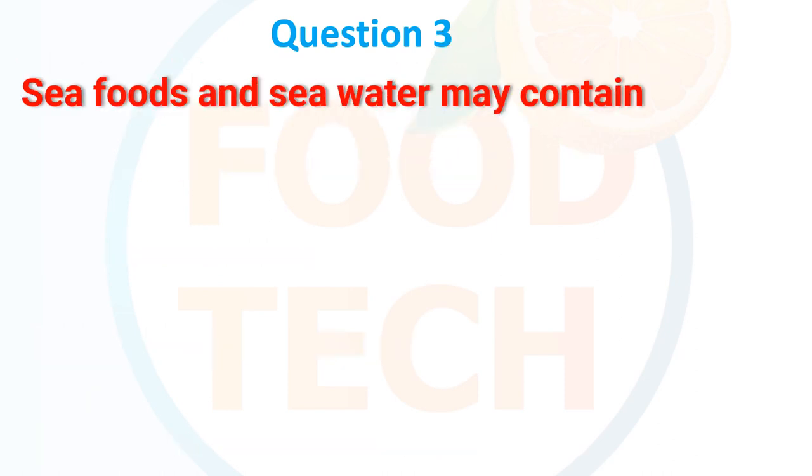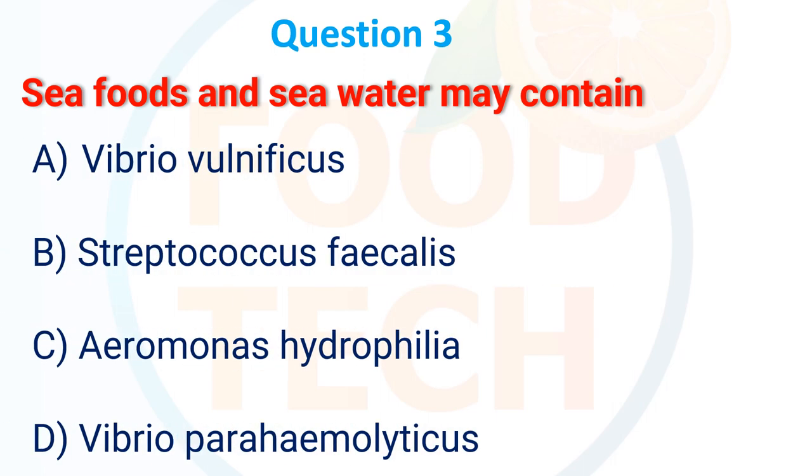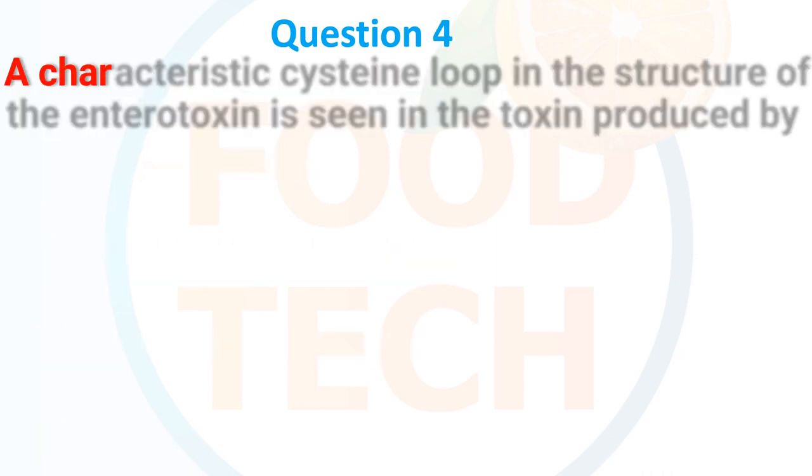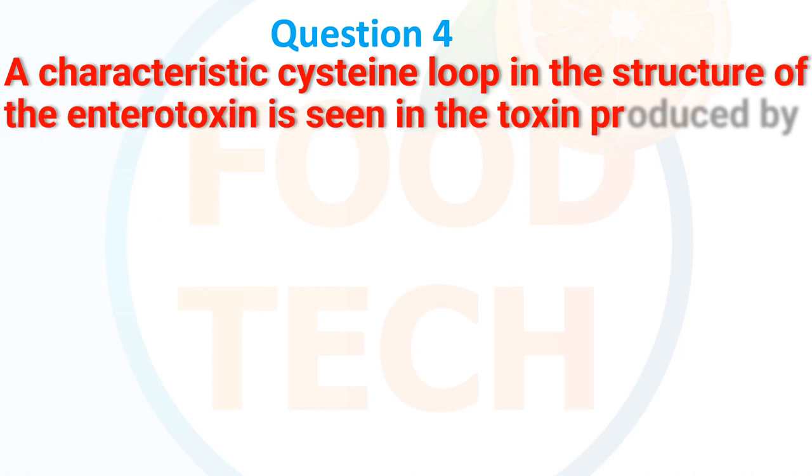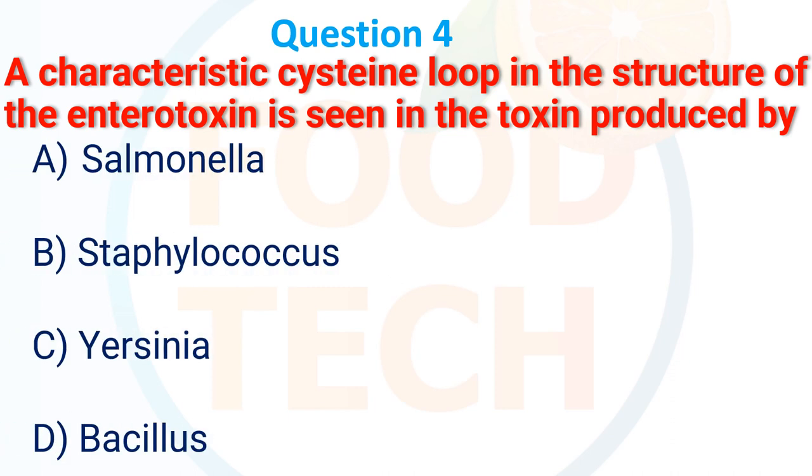Seafood and seawater may contain A. Vibrio vulnificus, B. Staphylococcus bacillus, C. Aeromonas hydrophila, D. Vibrio parahaemolyticus. The answer is A, Vibrio vulnificus. The characteristic cysteine loop in the structure of enterotoxin is seen in the toxin produced by A. Salmonella, B. Staphylococcus, C. Yersinia, D. Bacillus. The answer is B, Staphylococcus.